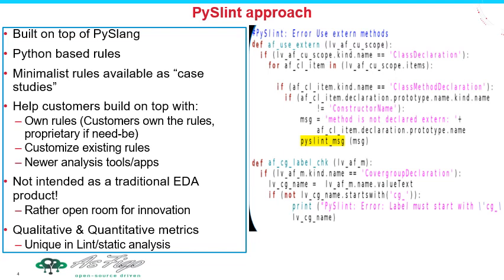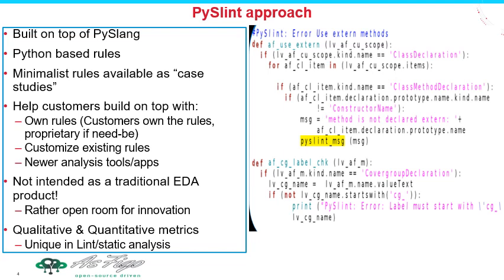And what we have done in the PySlint is provide you a minimalist set of rules available as case studies. These are intended to give you motivation, to trigger your interest to build something more robust for your own requirements. So we help customers build on top of it. They have their own rules. They not always open it up to the public, so they could be proprietary rules, right? And you can also customize existing rules. And you can build newer analysis tools or apps, which I'll show you towards the end of this presentation, what some of the customers are trying to do with it, right?